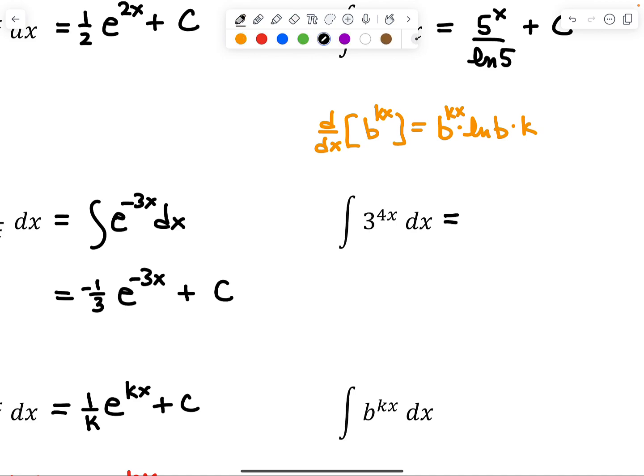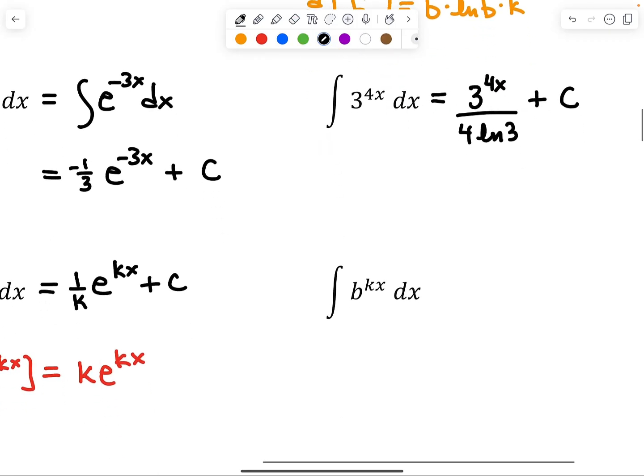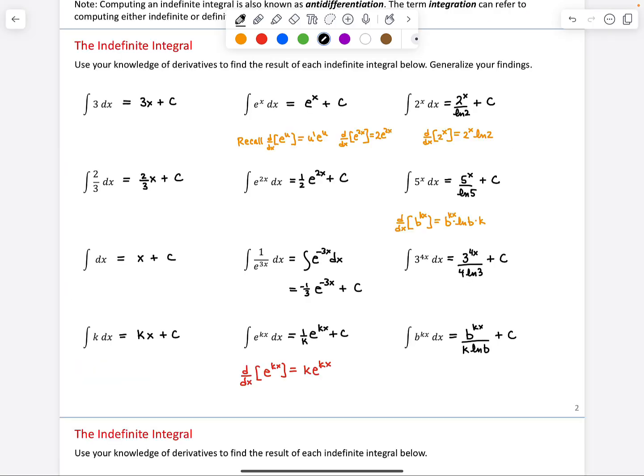So the antiderivative of 3 to the 4x will be itself, and we have to divide by 2 things: the natural log of the base, and then the derivative of 4x, which is 4. Be careful you don't multiply the 4 and the 3 and say 12, so it's better to write this as 4 times natural log 3, plus c. So in general, the antiderivative of b to the kx will be itself, divided by k natural log of b, plus c. So on this page, 3 general formulas emerged that we can now use moving forward.